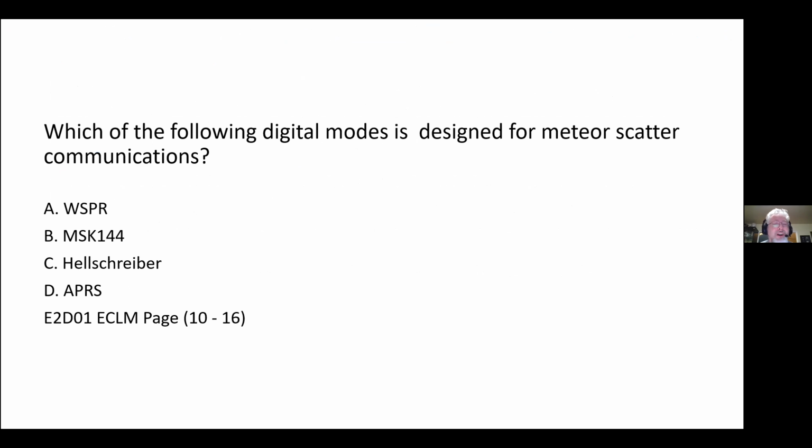Okay, which of the following digital modes is designed for meteor scatter communications? A, WSPR. B, MSK144. C, Hellschreiber. Or D, AES. Bravo is correct, MSK144.